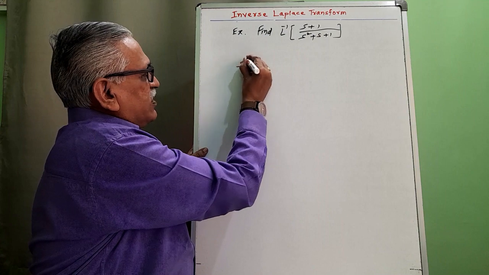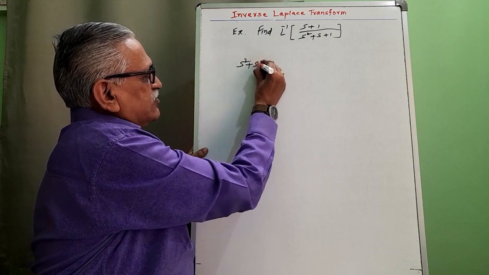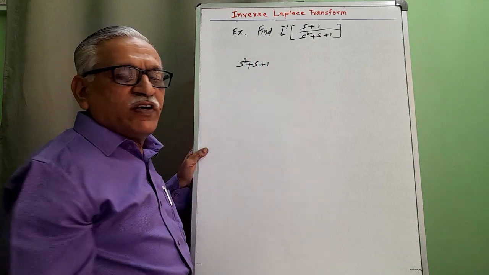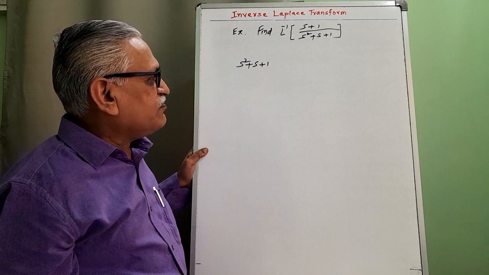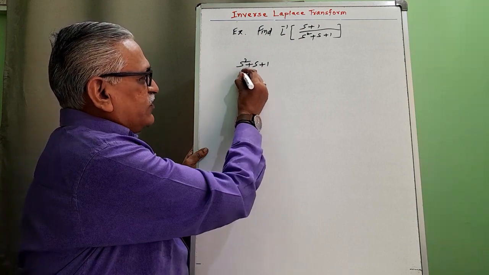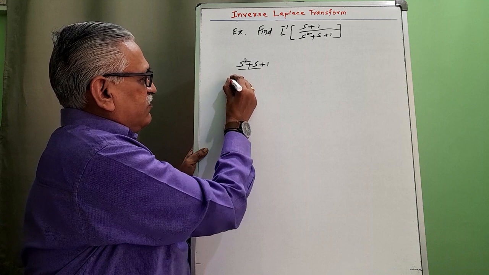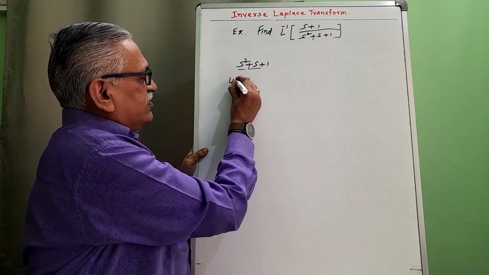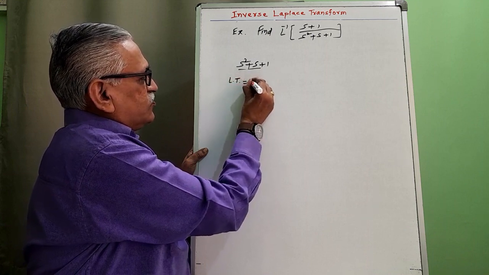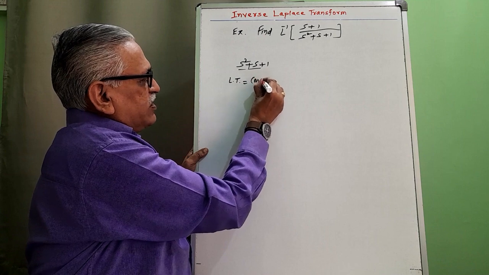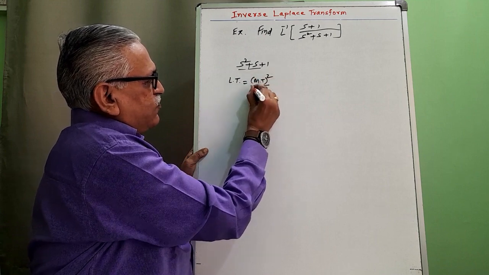This term s square plus s plus 1, we try to convert as a perfect square. For that we consider the first two terms and we apply the formula. Last term is equal to middle term square divided by 4 into first term.